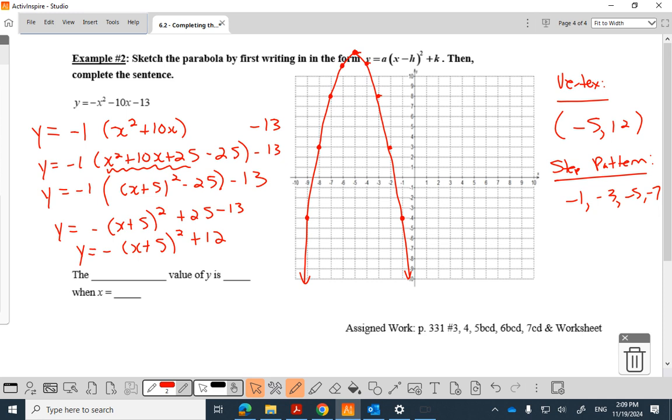Now this question's easier to answer. Does this thing have a maximum or a minimum? Maximum. Okay, so if you're ever having trouble answering questions like that, just graph it real quick. And the max y value is 12 when x equals -5.